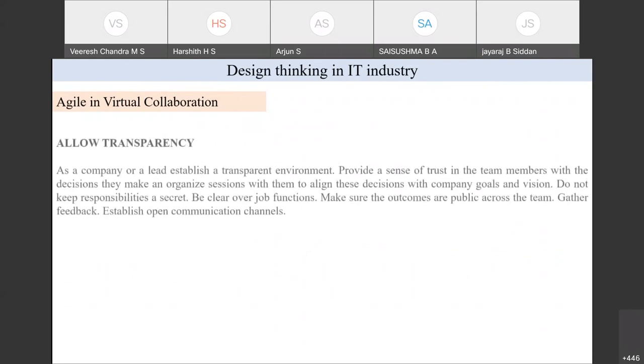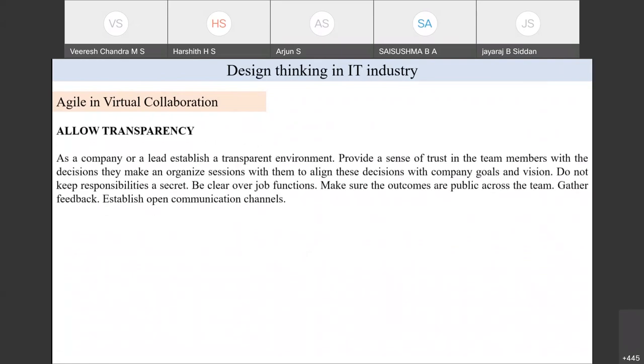What are those? First thing, allow transparency. As I have already told you, transparency is very important. The company as a whole or the team lead should establish a transparent environment. That will provide a sense of trust in the team members. They will come forward and tell their decisions about the problem solutions, and these decisions can be aligned with the company goals and visions.